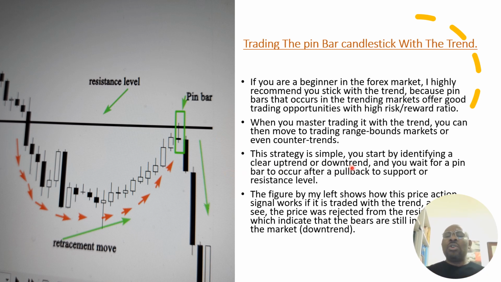The strategy is simple. You start by identifying a clear uptrend or downtrend, and you wait for a pin bar to occur after a pullback to a support or resistance level. The figure on my left here shows how this price action signal works if it is traded with the trend. See, the price was rejected from the resistance level, which indicates that the bears are still taking control in the market.